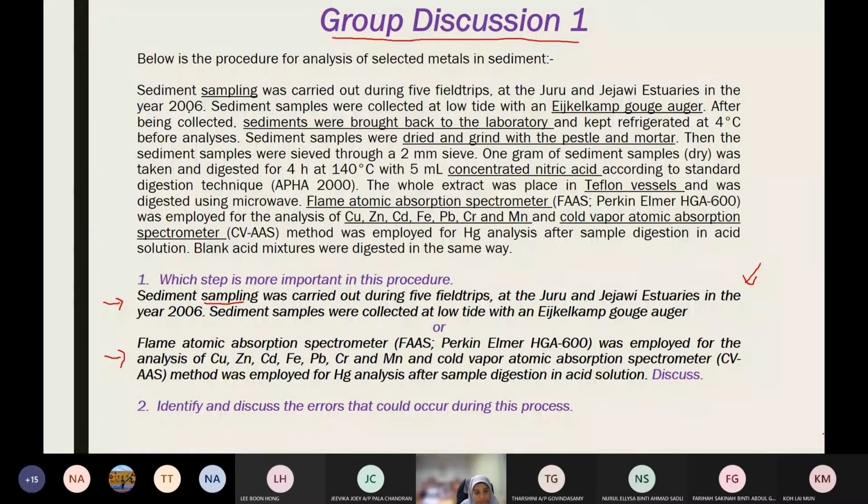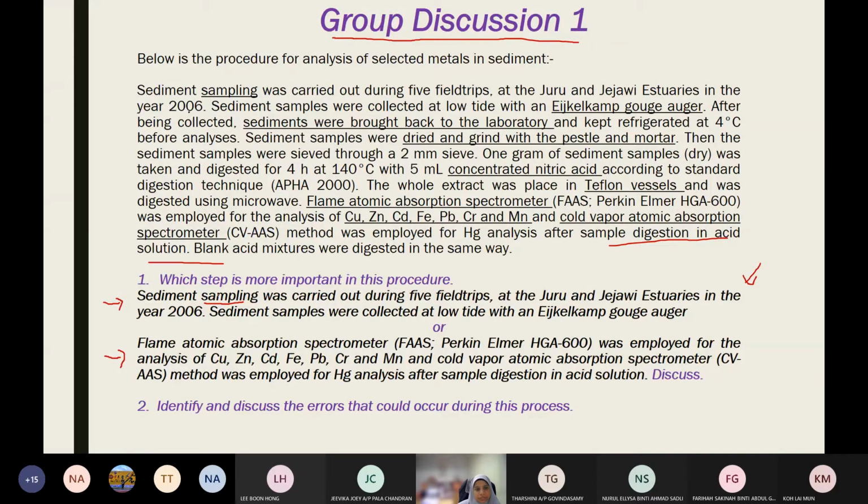Your sampling should represent your results. If there is something wrong with your sampling process, it will affect the accuracy of your results. Let's say that when I do the sampling, maybe the point that I choose in Juru and Jejawi is not the right point. In this case, it will affect your results until the end.